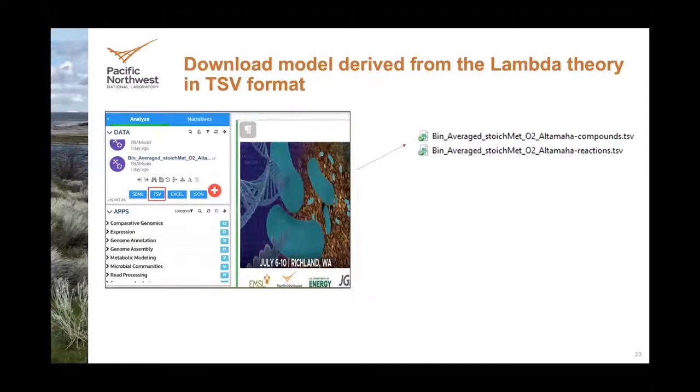So I will start from there. This screenshot is the narrative that he and Xu Yuan did on how to develop the model using lambda theory. After you run the tutorial, you will generate the FBA model, which is named bin average stoichiometry oxygen. First we need to download those reactions. There are four options, and you can download them in different formats. Here we will use the TSV format for demonstration.